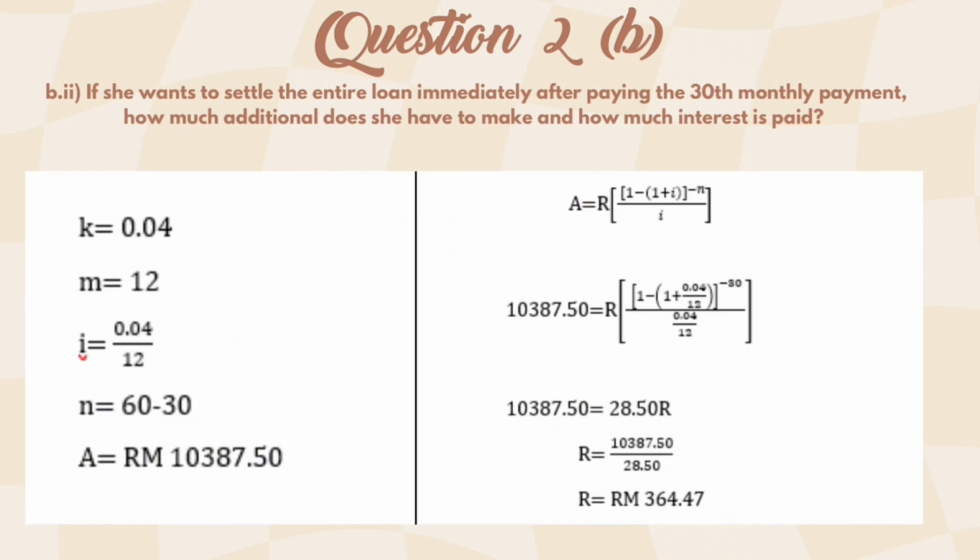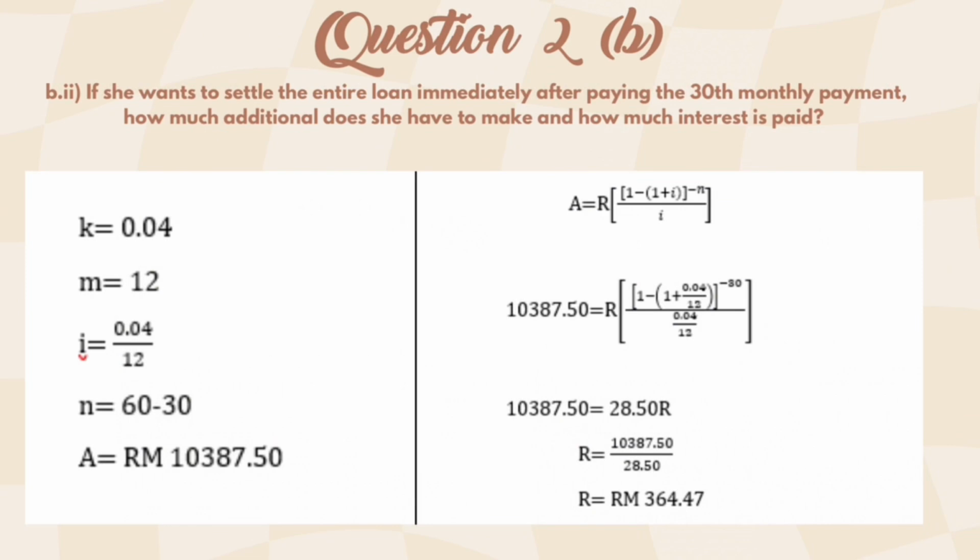B2. If she wants to settle the entire loan immediately after paying the 30th monthly payment, how much additional does she have to pay and how much interest is paid? First, we need to identify the information given. I equals to 0.04 over 12. For N, since the total months was 60, we need to deduct 30 months. So N will be equal to 30, and A is equal to 10,387 ringgit 50 cent.